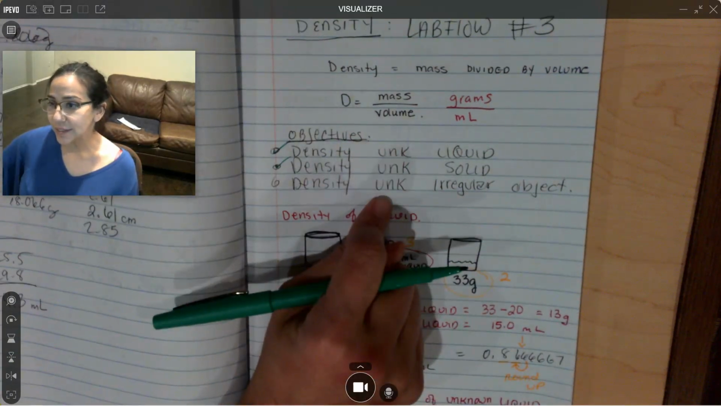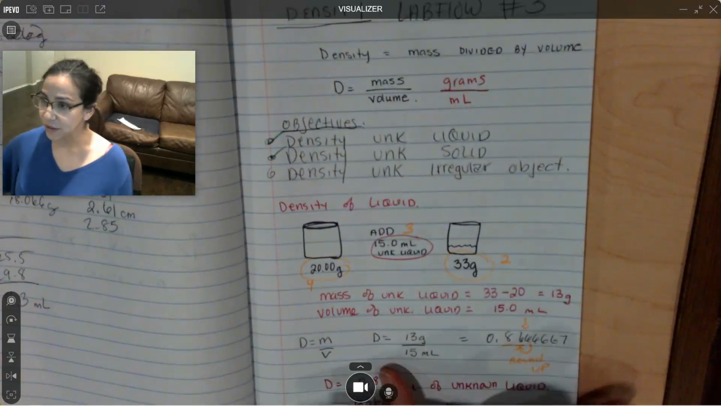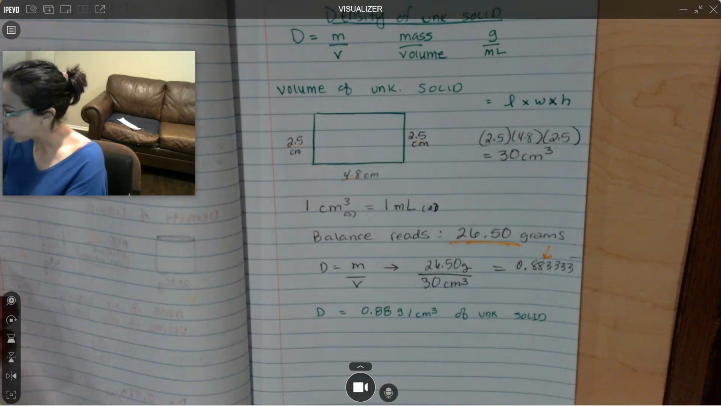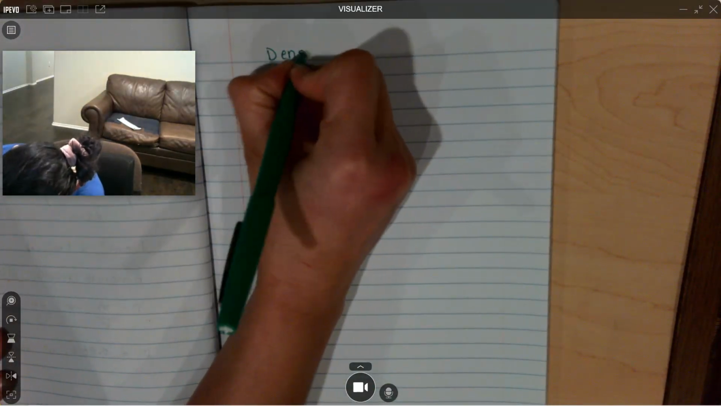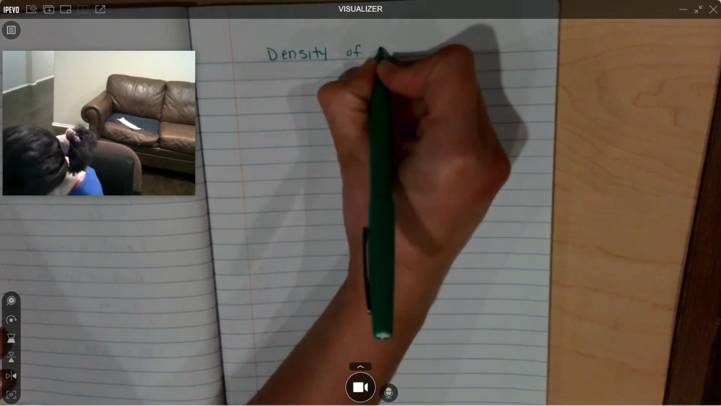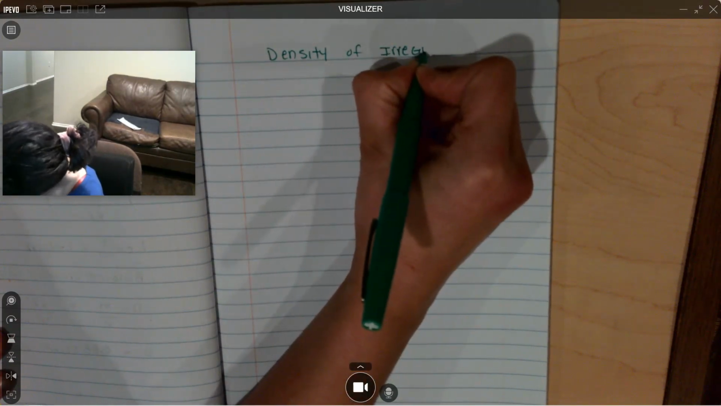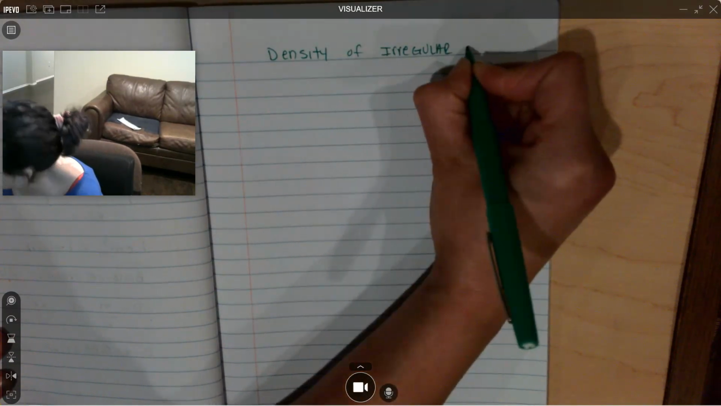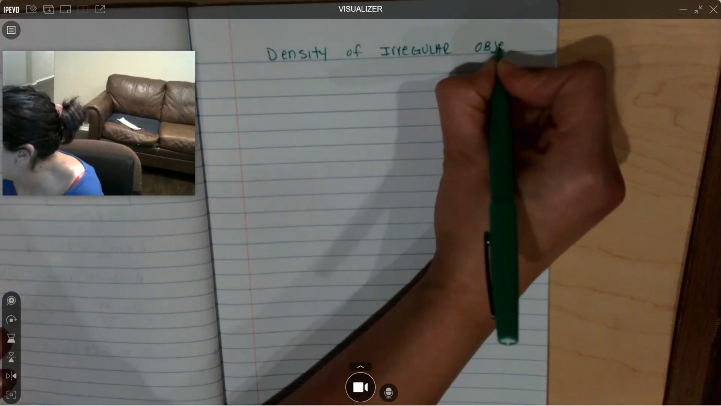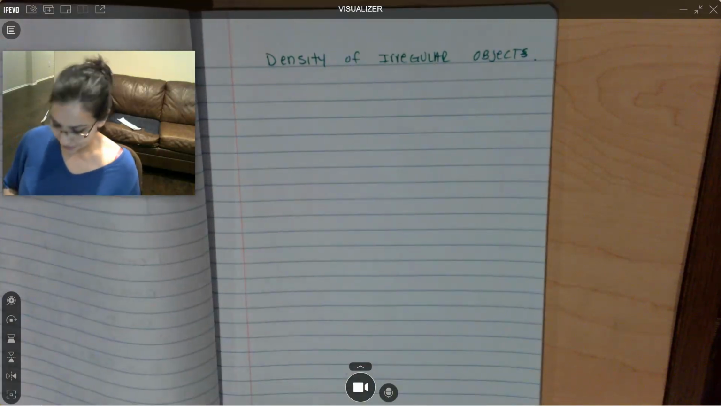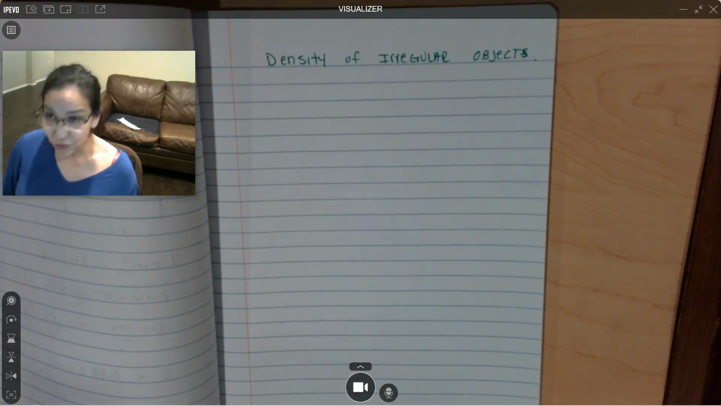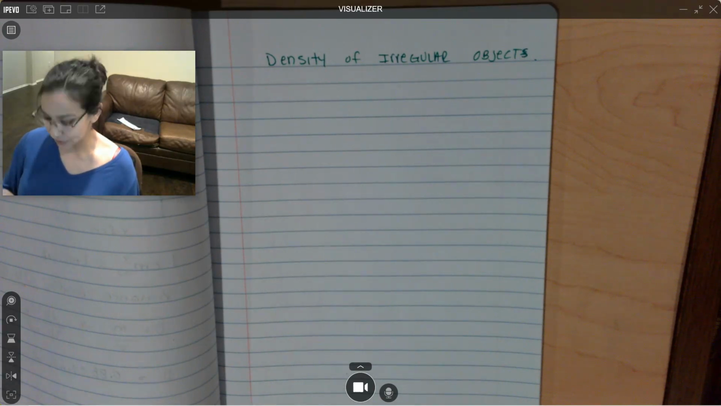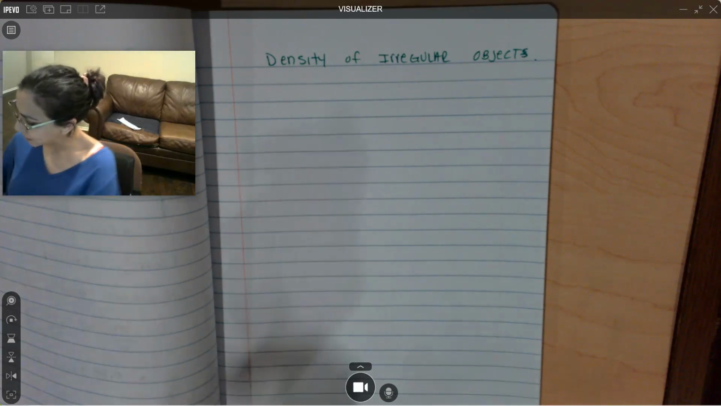So the last one is density of an unknown irregular object. Okay, so density of an irregular object, so an irregular shaped object. The best example we have of this is the crown, the king's crown. So the king had a crown.